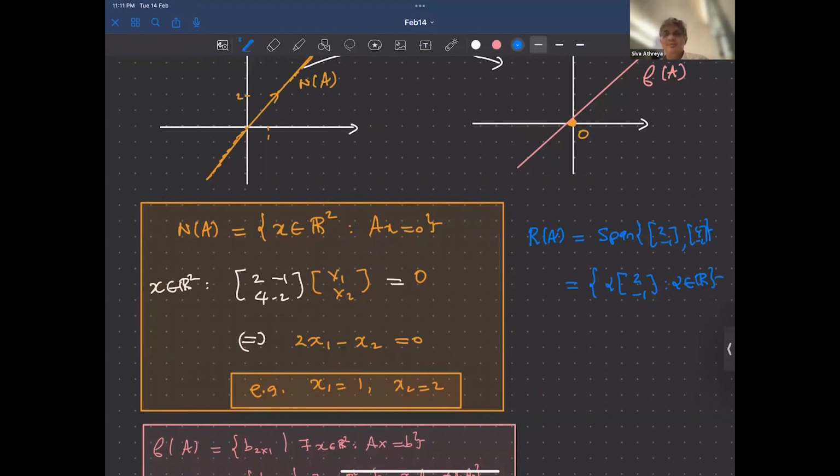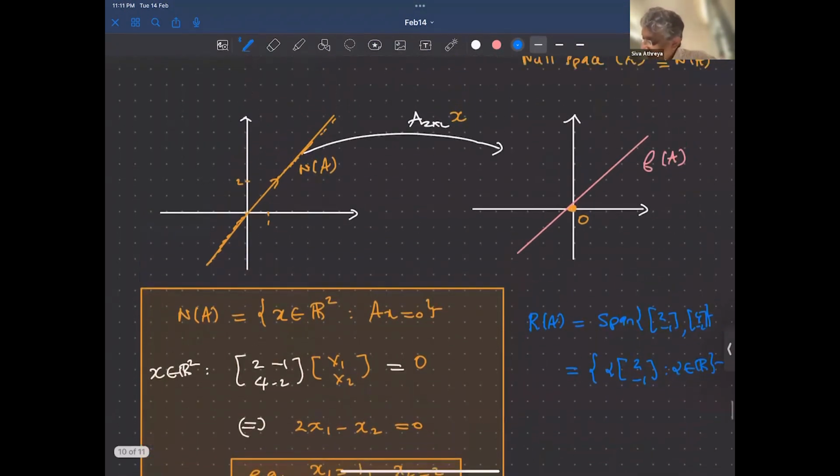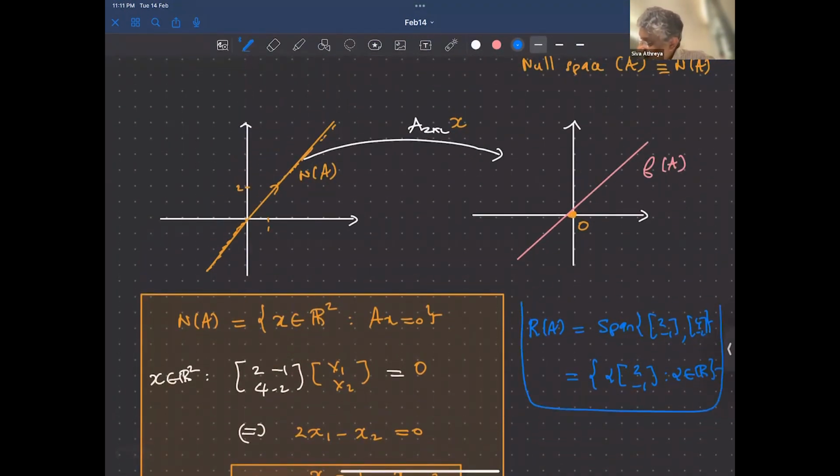That means you go here and you find out that this is just going to be this perpendicular vector right here, along this line. So that's the row space of A. The row space of A sits perpendicular to the null space of A.